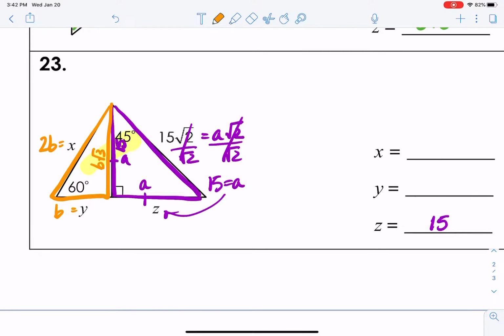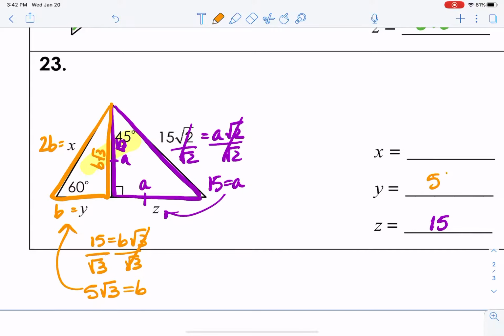So now I have to write that equation. 15 equals B square root of 3. Those two things are the same. So then we divide by the square root of 3, and we use our calculator, and that becomes 5 square root of 3 is B. So then I can plug that in for Y, 5 square root of 3. And then when I plug it in for X times 2, 10 square root of 3. All can be done on the other calculator.